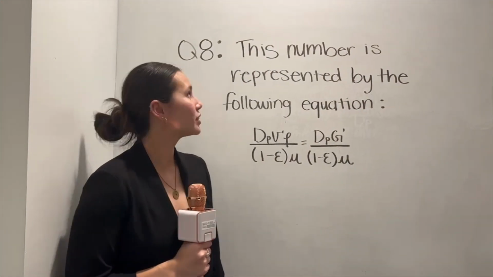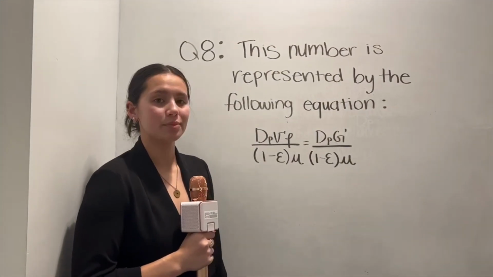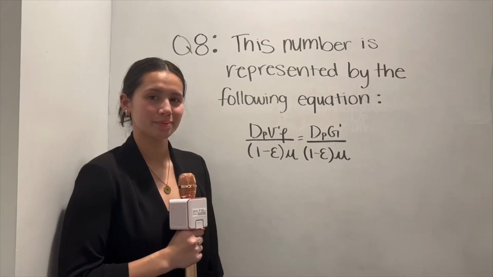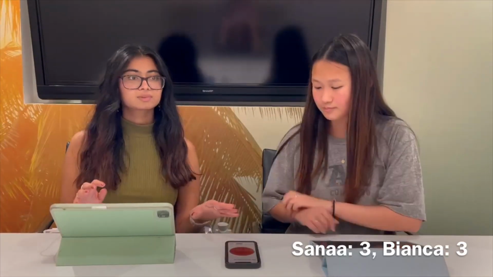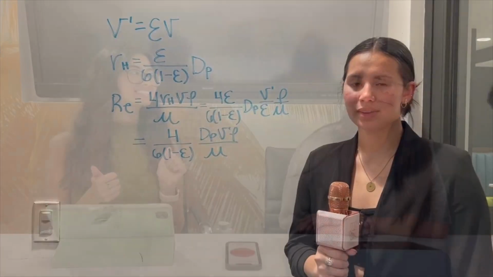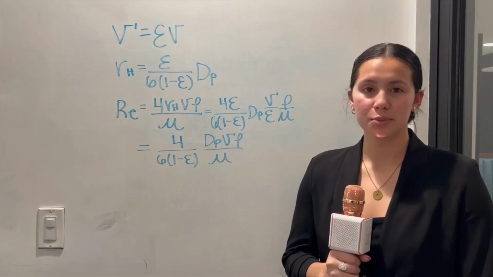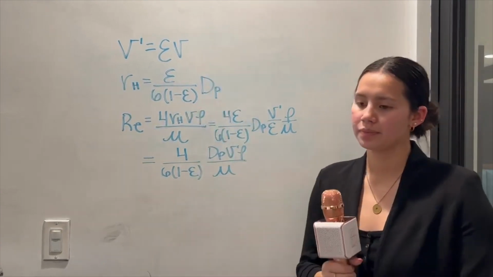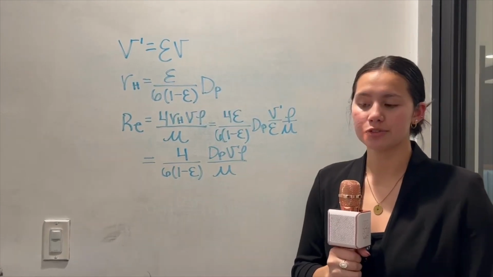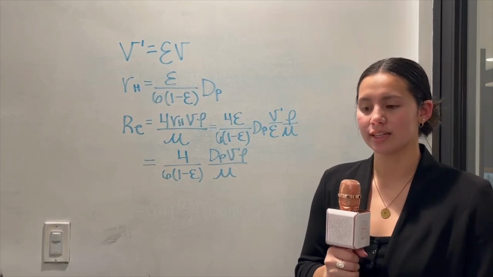Question 8. This number is represented by the following equation. What is the Reynolds number for a packed bed? That is correct. V prime is a superficial velocity defined as epsilon times v, where v is the average interstitial velocity in the bed in meters per second squared.